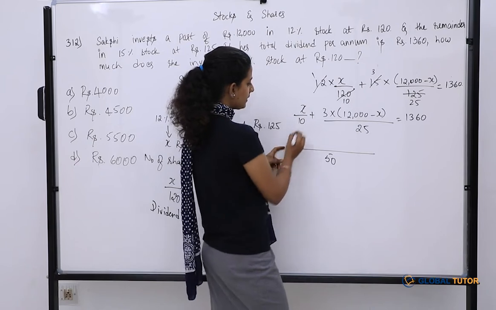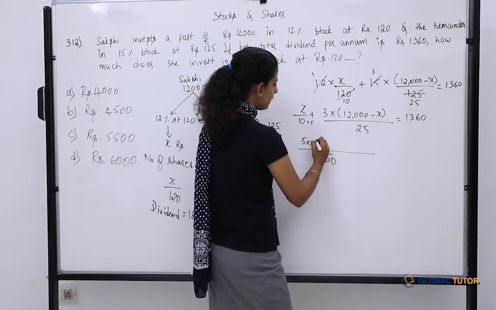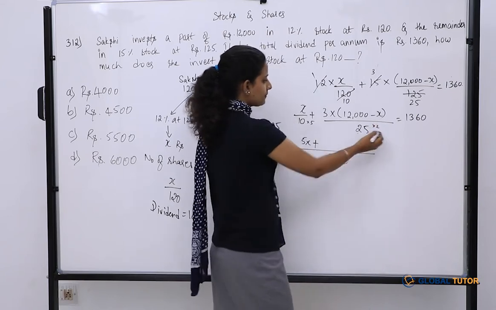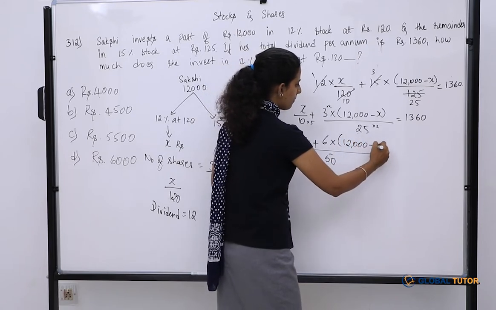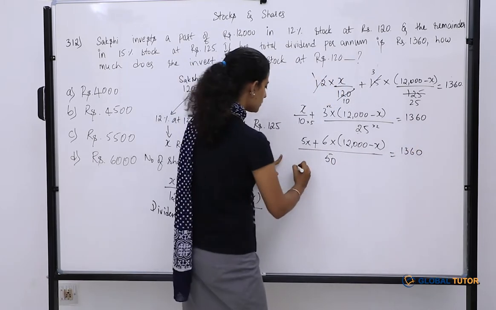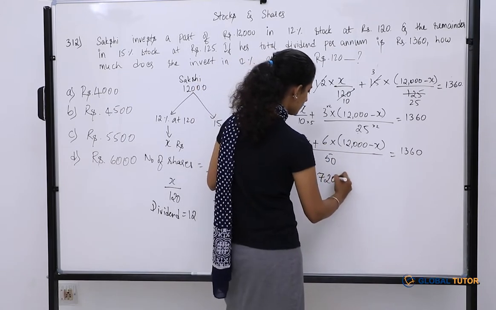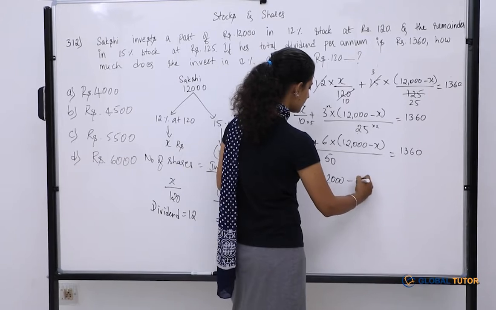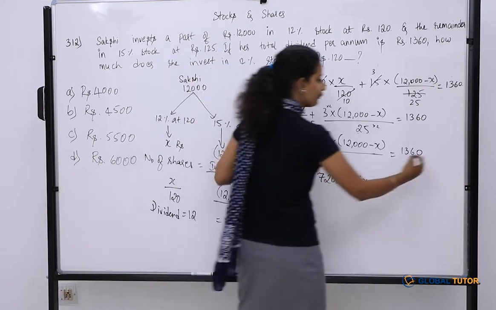So here 10 is already there, so we have to multiply this with 5. So 5x plus, then here 3 is already there, 25 has to be multiplied 2 times to get 50. So 3 into 2 is 6 into 12,000 minus x, that is equal to 1360. So this is 5x plus 12 6 72, then 3 zeros, then 6 into x, so this will be minus 6x, that is equal to 1360 into 50.